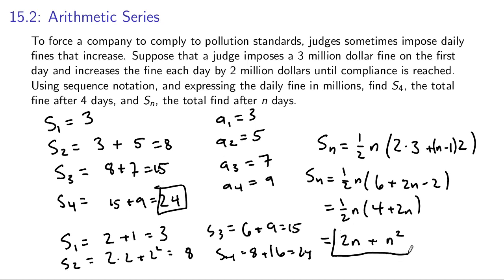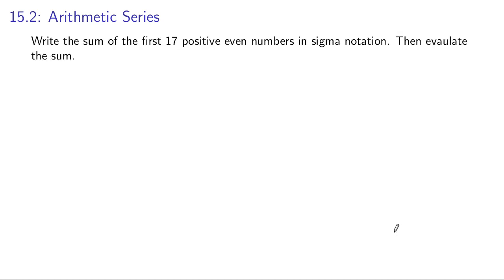And for the second part, the answer is 2n plus n squared is the total fine. So now it's clear that it's quadratic growth. The longer we wait, the more and more money we have to pay. Write the sum of the first 17 positive even numbers in sigma notation.